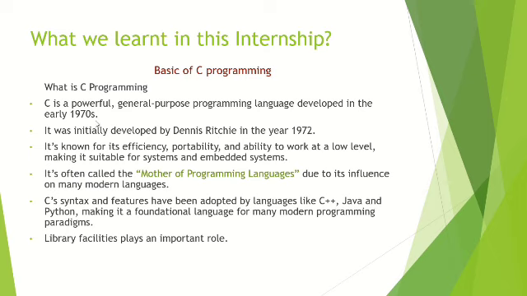In the C programming language, C is a powerful general-purpose programming language developed in the early 1970s. It was initially developed by Dennis Ritchie in the year 1972. It's known for its efficiency, portability, and ability to work at a low level, making it suitable for systems and embedded systems. It's often called the mother of programming languages due to its influence on many modern languages. Library facilities play an important role.